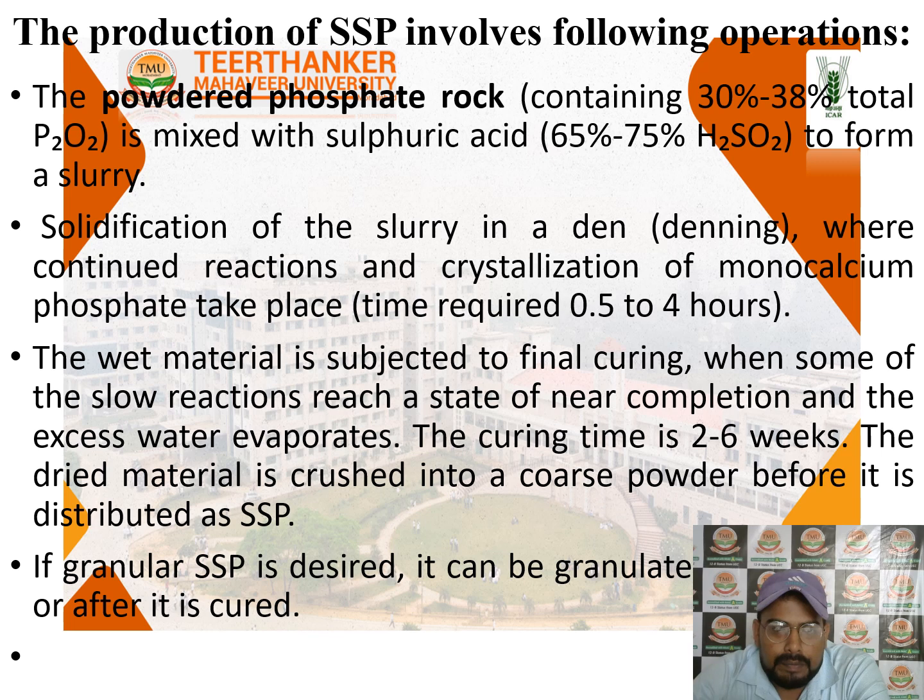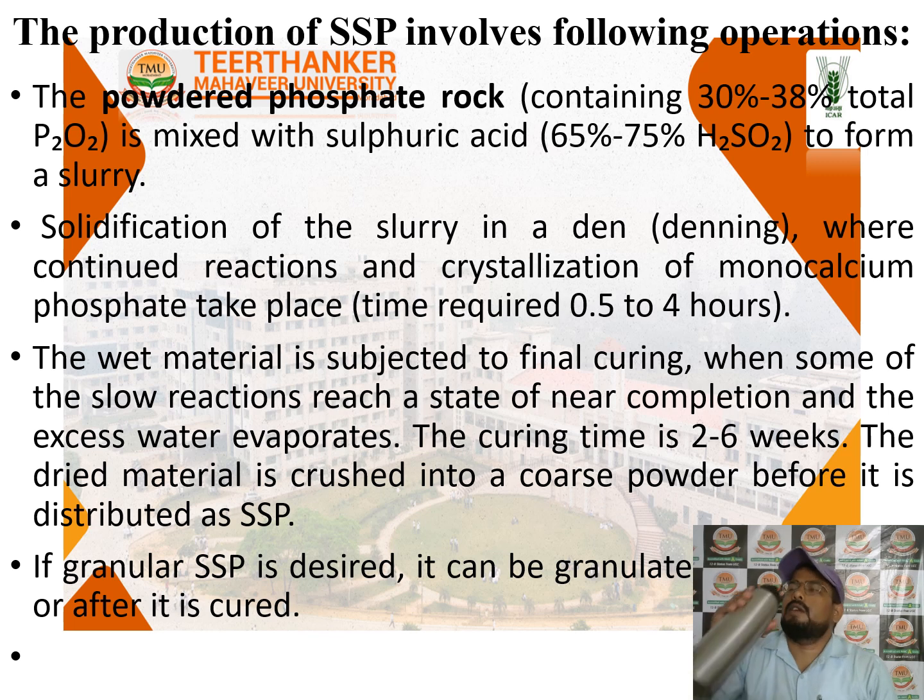Next is the production of SSP, which involves the following operations. The process begins with powdered phosphate rock containing 30% of total phosphate. It is mixed with sulfuric acid, 65% or 75%, and the slurry solidifies. After the slurry, there is continuous reaction and crystallization. The monocalcium phosphate forms at the time of the requirement.